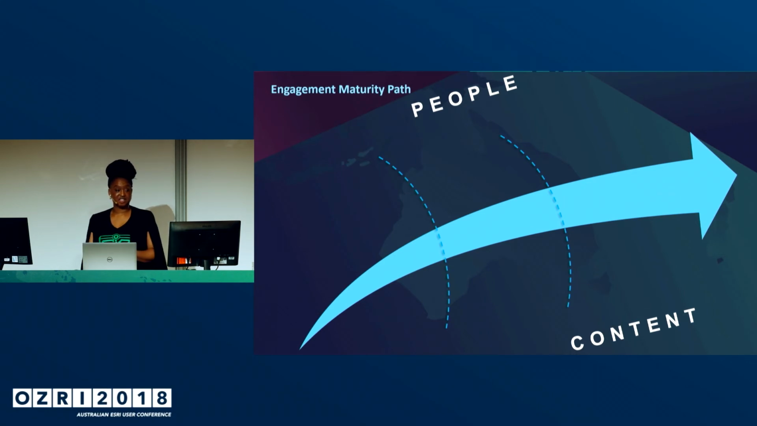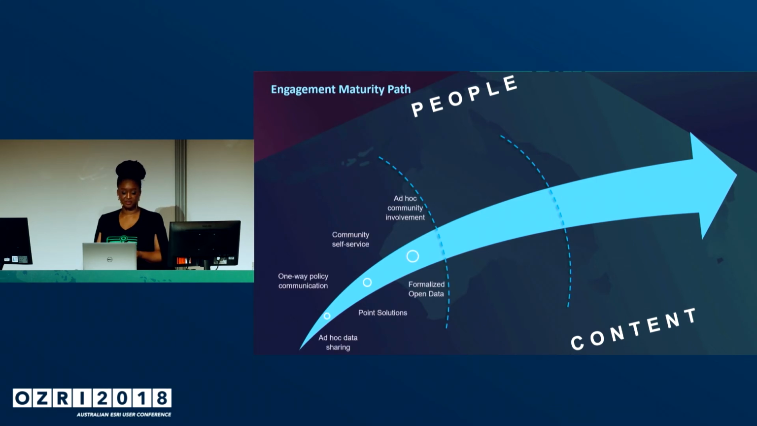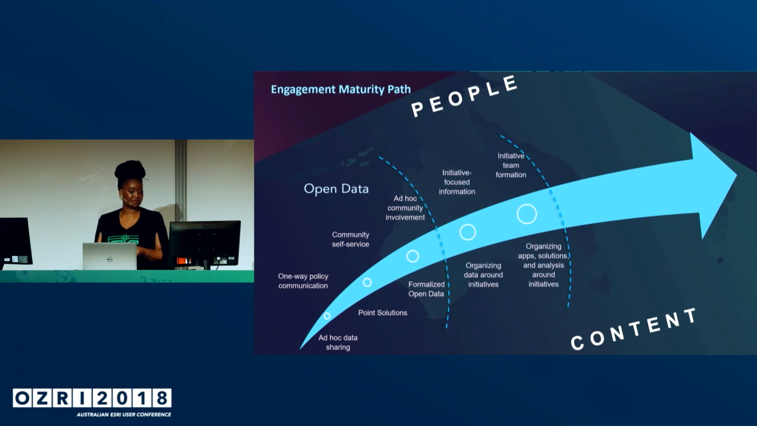In terms of the engagement maturity path, there's various levels, and these are really centered around your people and your content. In the beginning or early stages of engagement, we have one-way policy communication. There's community self-service and ad hoc community involvement. In this stage, we really want to inform our users. So we're looking at open data.